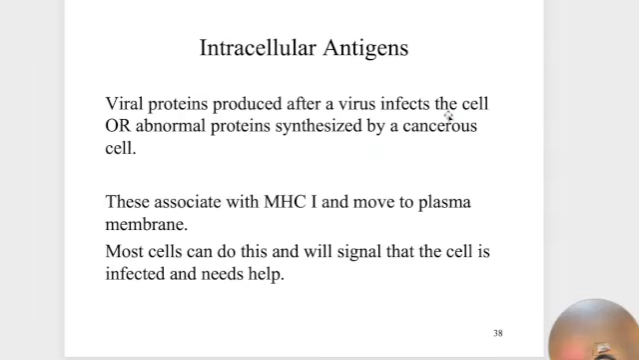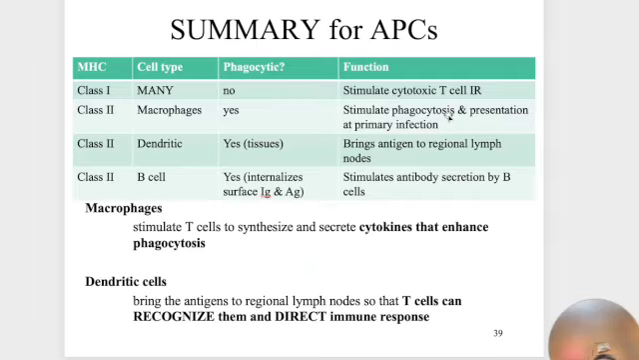Okay, so this will be pathway 2, and pathway 1 would be the inside of the cell. So here's a summary. Macrophages stimulate T cells to synthesize and secrete cytokines that enhance phagocytosis. So the macrophage would eat the foreign antigen, and then it will release cytokines to tell others to come, I mean, other macrophages and whatever.